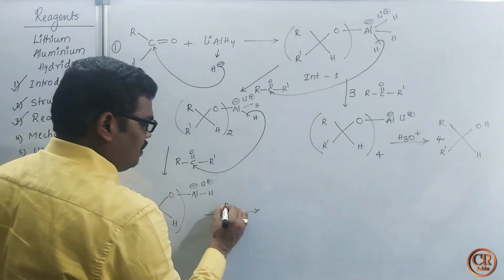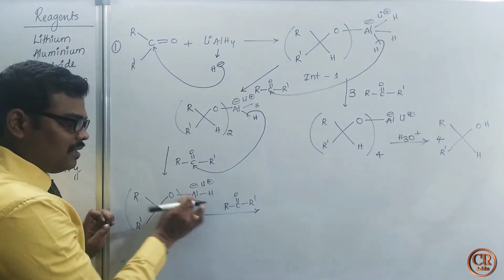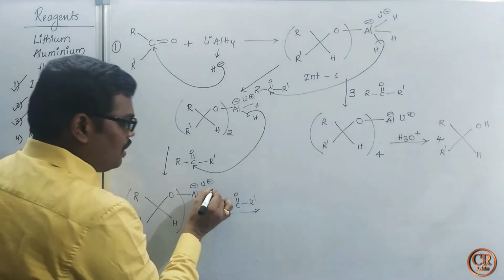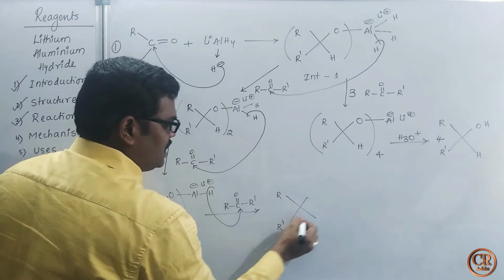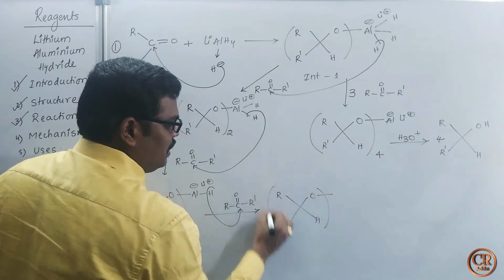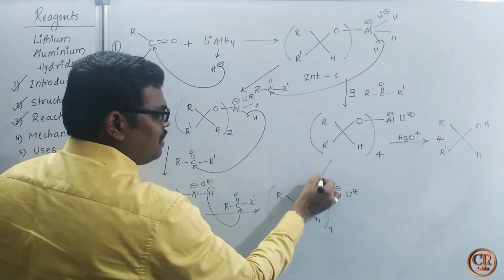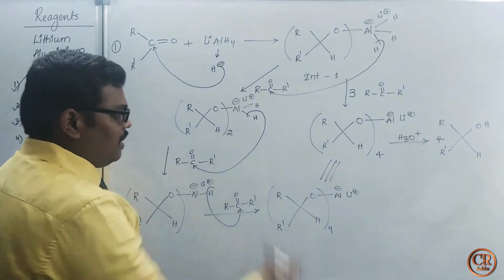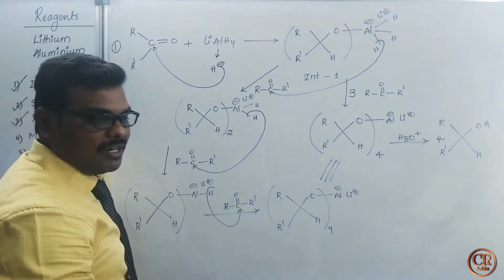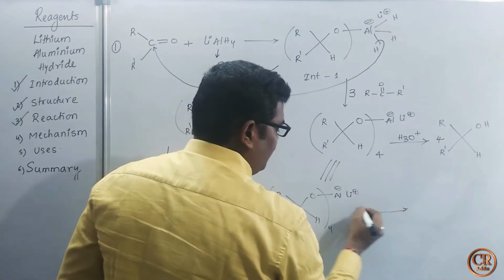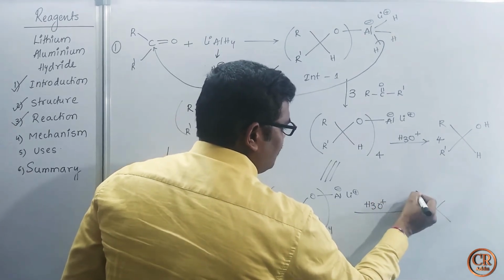Again it will react with 1 more carbonyl compound because there is a hydrogen. This hydrogen is present on aluminium. That's why it again reacts with 1 more carbonyl compound and finally gives a complex which has 4 alkoxy groups on aluminium. So now, these two are the same. But here what I did, I wrote in 1 step, but here I wrote in 3 individual steps. Now finally, hydrolysis of this in presence of acid gives a reduced product.